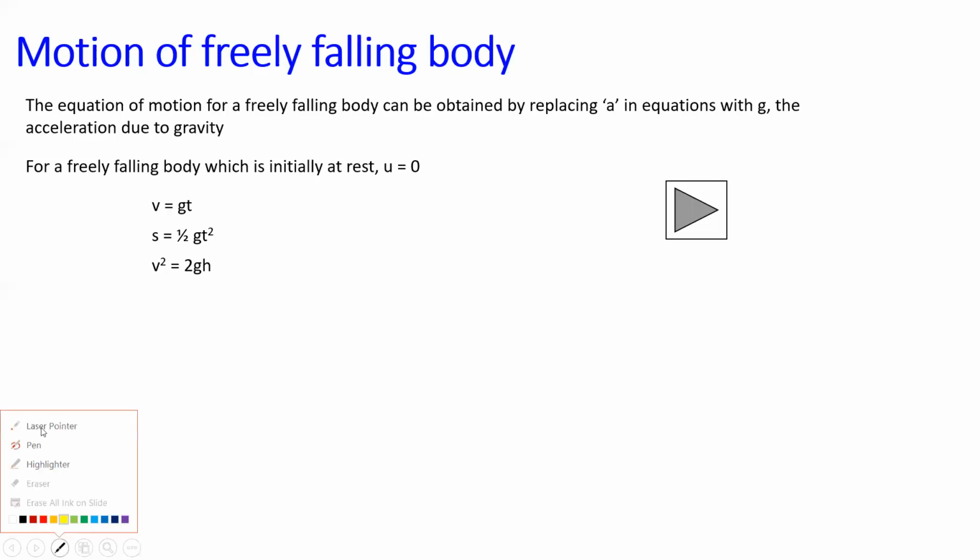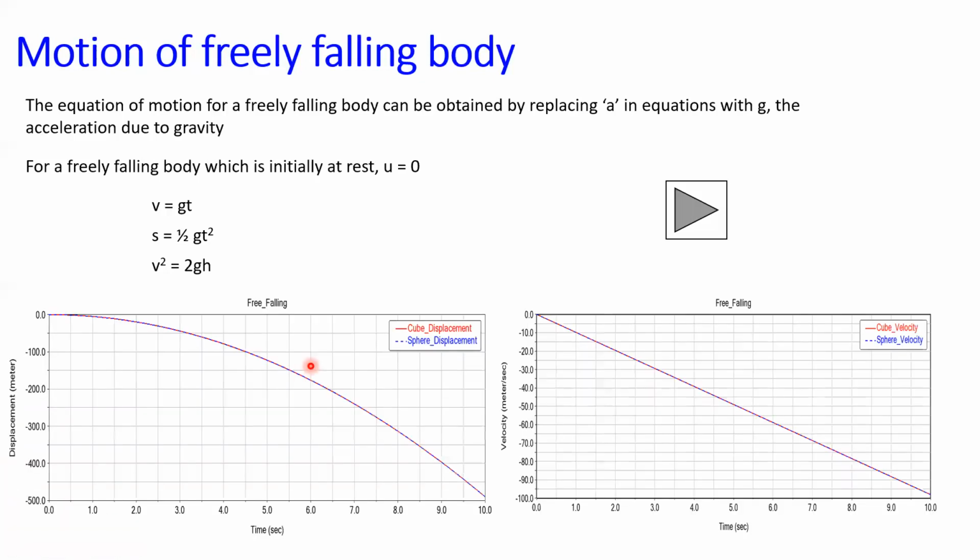When you draw the graph between the displacement and time, both the objects will undergo the same displacement at the same interval of time. Next graph, you can see the graph between the velocity and time. Both the objects will have the same velocity at the same time, irrespective of the shape of the object.